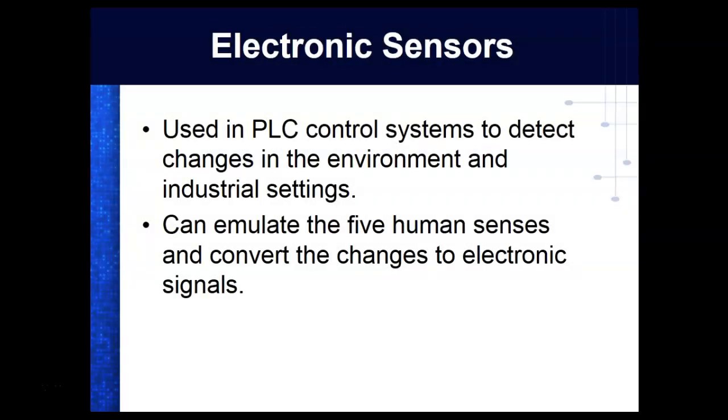Electronic sensors used in PLC control systems to detect the change in the environment in industrial settings can emulate the 5 human senses and convert. Actually, we got a lot of senses. But these are the main ones that take a physical stimulus and convert it into an electrical signal that we can process. They emulate the 5 human senses and convert the change to electronic systems.